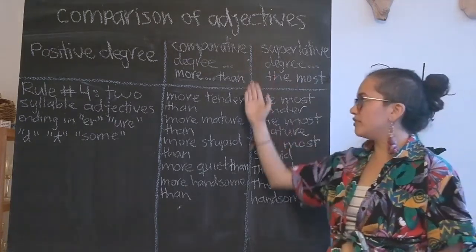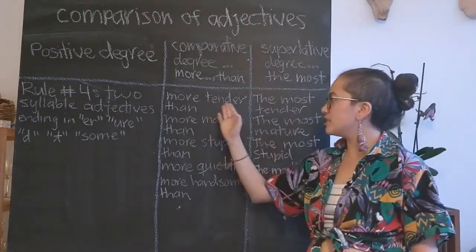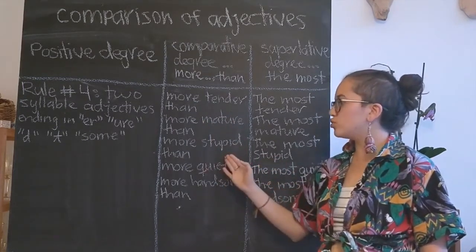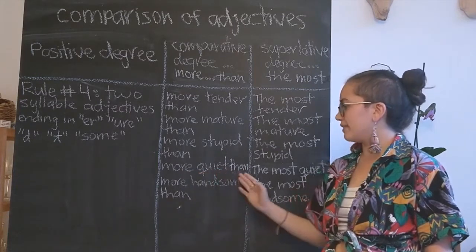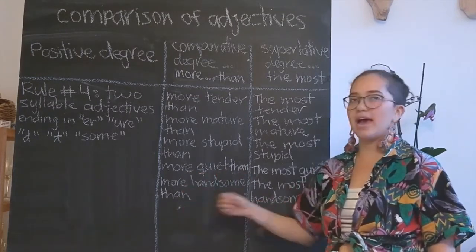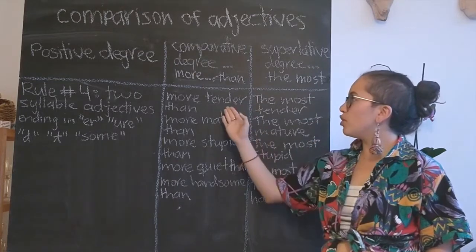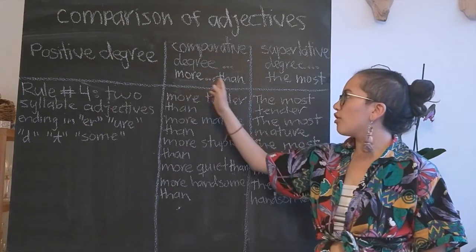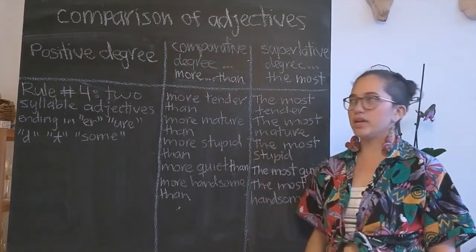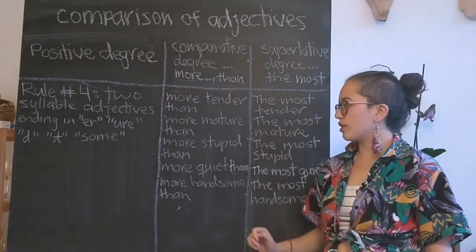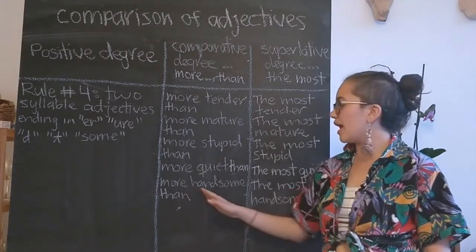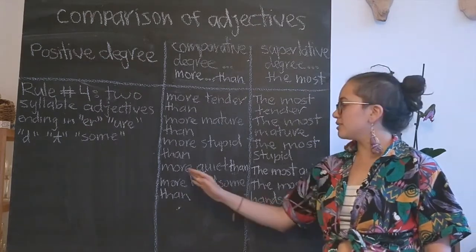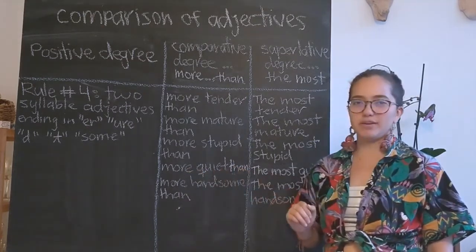So with the comparative degree, we would say more tender than, more mature than, more stupid than, more quiet than, or more handsome than. As you can see, we put the adjective in its original form in the middle of more and than for the comparative degree. So we would say, for example, Nick is more handsome than Joe, or Linda is more quiet than Vesna.